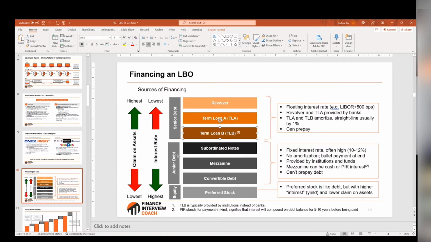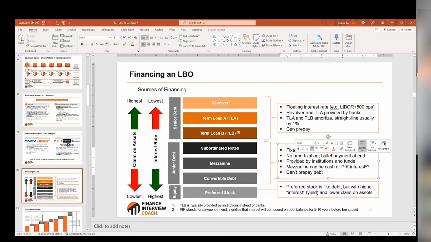You need more debt, so you go to the junior debt, and you go to institutions, hedge funds, private debt funds, right? Who want more risk. So they'll give you mezz, they'll give you sub notes, at a higher, fixed interest rate. It can be high sometimes, like 10, 12%, which is actually pretty high. Whereas floating is more like 7, 8% with LIBOR these days, maybe even more like 6 or 7%.